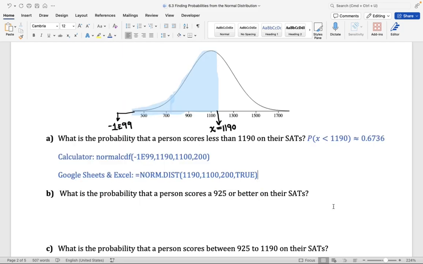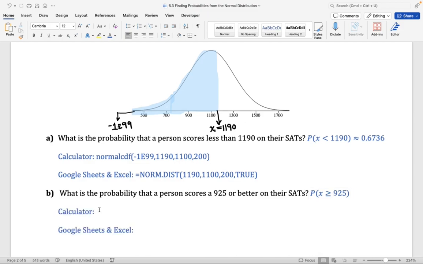Now, let's find the probability that a person scores a 925 or better on their SATs. First, we're going to write this probability using probability notation. Here we have the probability of X being greater or equal to 925. You might be wondering, should I write X greater or equal to 925, or should I just write X greater than 925? It doesn't matter. Remember, the probability of X being equal to 925 is 0. So if you write the greater than or the greater than or equal sign, it is going to be the same probability. It is going to be the same value. So it doesn't matter.